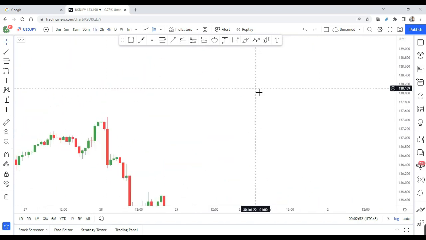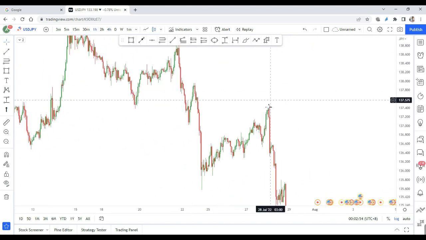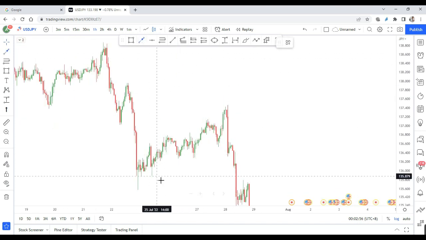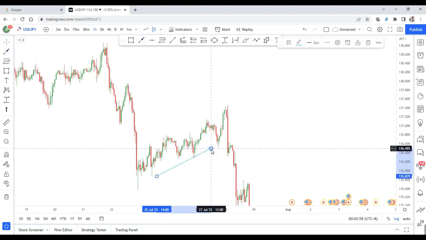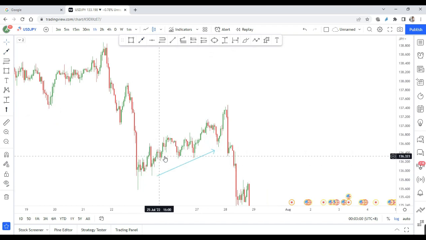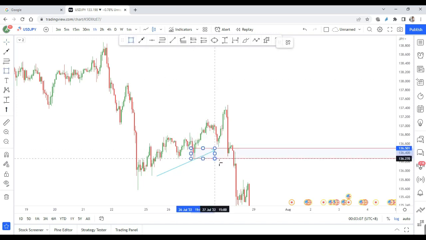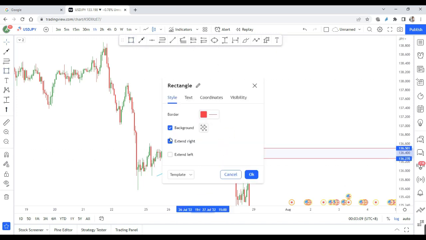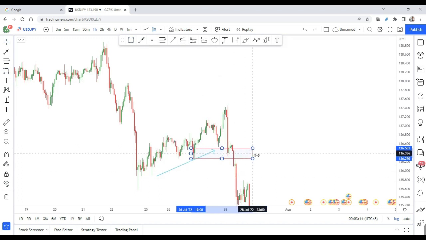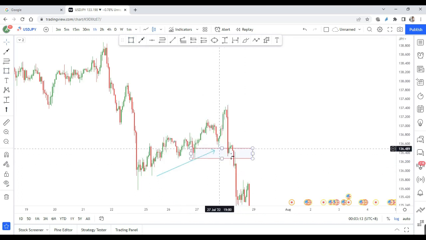Okay, we go to 1 hour. You can see that actually the price during that time was making a compression. This is an even better compression. You can see that there is no demand zone left. The only demand zone left was over here. This is the only demand zone left. So okay, eventually it was tested.